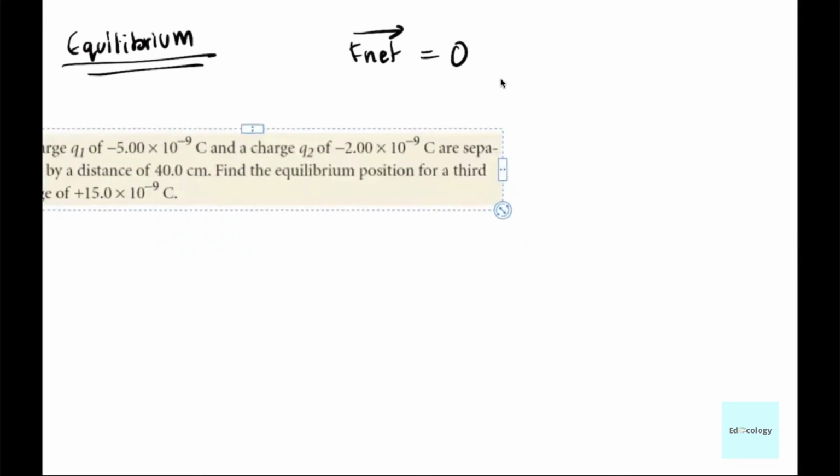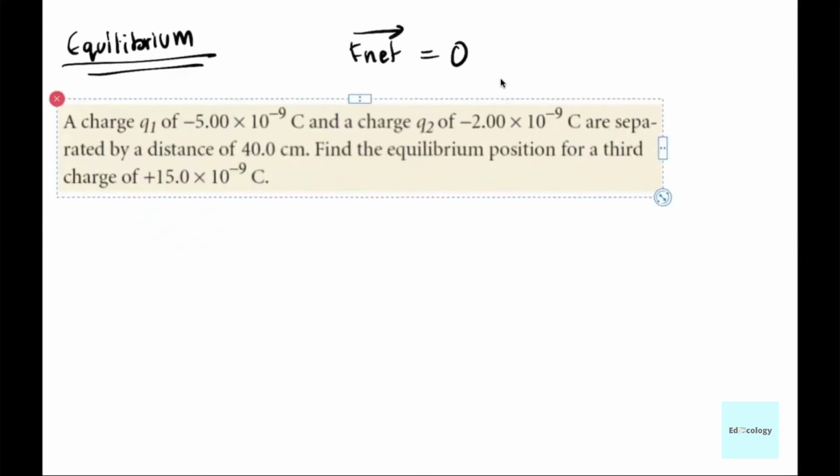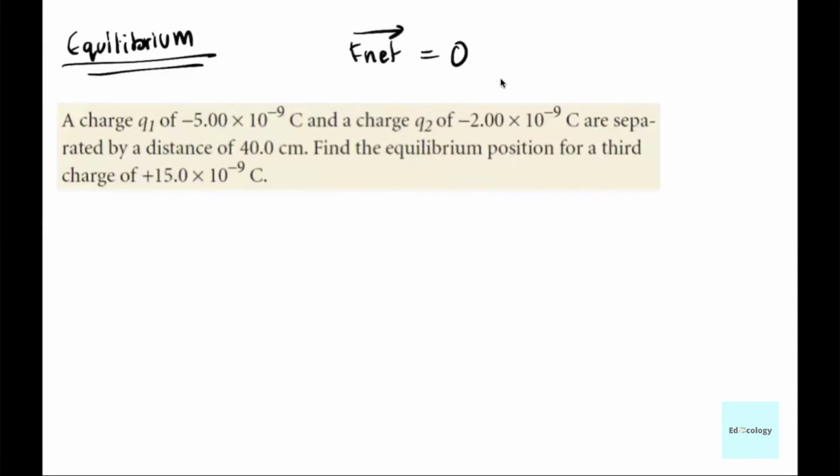So let us now do a question that has to do with this concept. Here they say a charge Q1 of negative 5 times 10 to the power of negative 9 C, and a charge Q2 of negative 2 times 10 to the power of negative 9 C are separated by a distance of 40.0 centimeters. Find the equilibrium position for the third charge of 15.0 times 10 to the power of negative 9 coulombs.